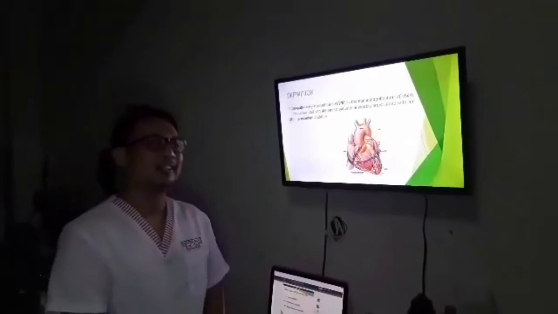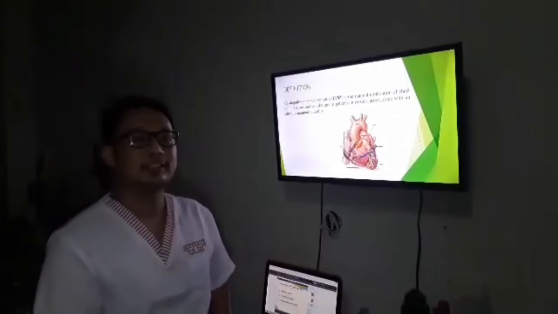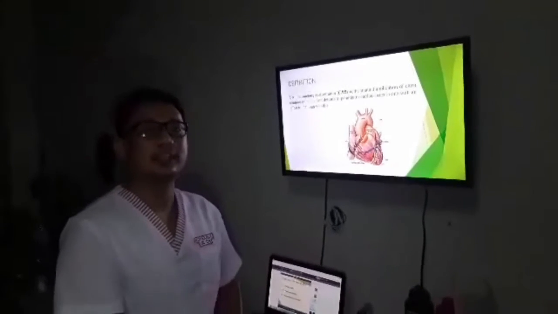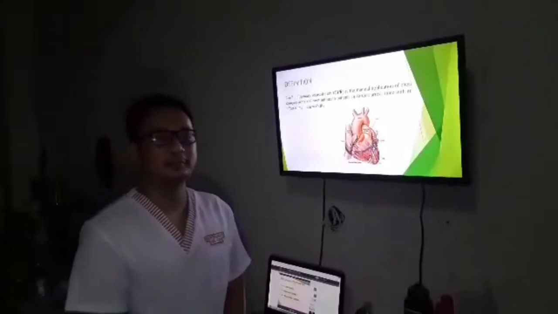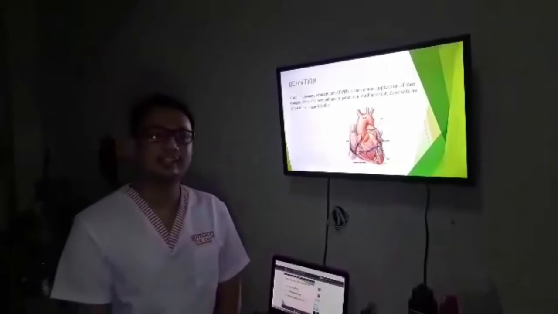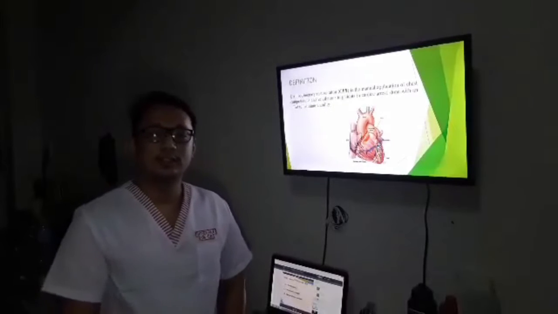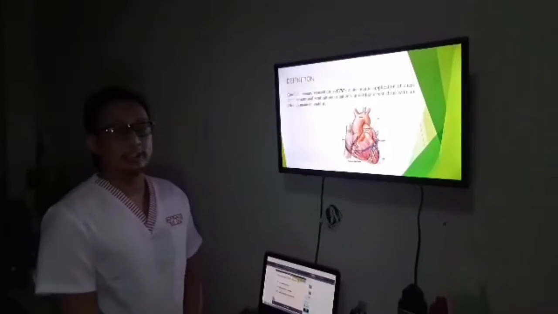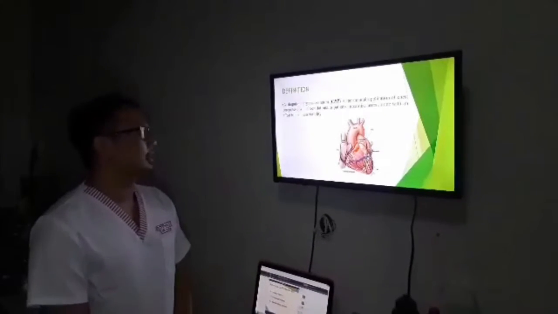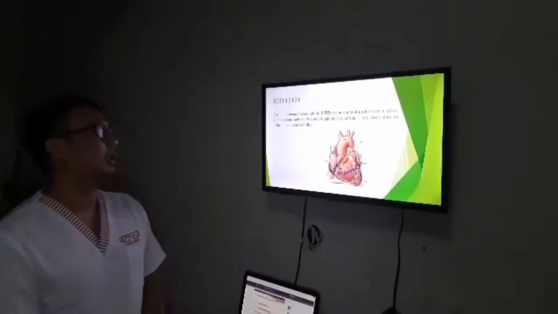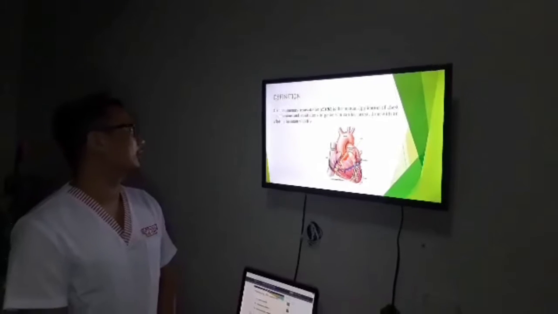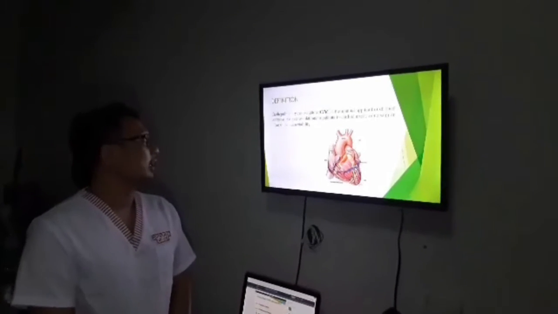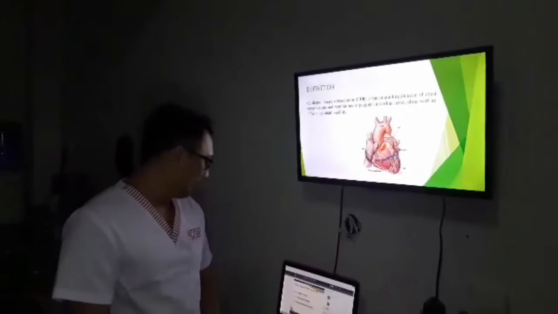So, CPR. What does CPR stand for? C is for cardio, meaning heart. P, pulmonary, meaning lungs. And R, resuscitation, which is revive. So, first, definition. CPR, cardiopulmonary resuscitation, is the manual application of chest compression and ventilation to patients in cardiac arrest, done in an effort to maintain viability.